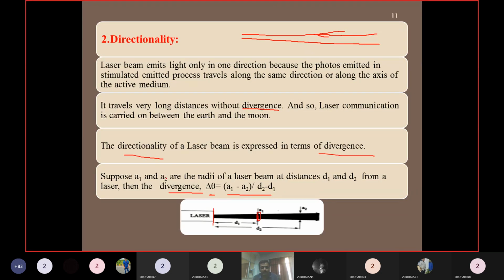Now coming to the example given. a1 is the radius at a distance d1, and a2 is the radius at a distance d2. Now the divergence formula: del theta is equal to a2 minus a1 by d2 minus d1. This is the formula for divergence.